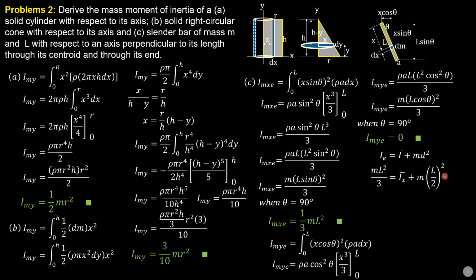So 1/3 minus 1/4 is 1/12. So the centroidal mass moment of inertia of a bar with respect to its axis perpendicular to the length of the bar is 1/12 m L squared, but along the axis through the centroid it is also 0, just like this. So that's it for this video.